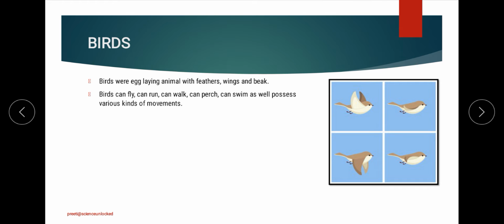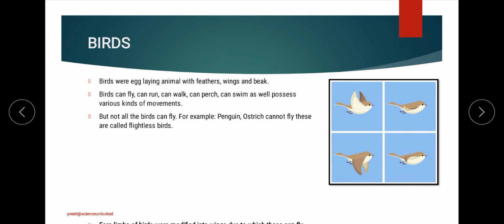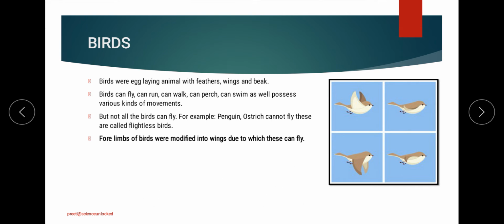Their overall body is modified in such a manner that they have hollow bones, where the bones have space so that they are light in weight. So altogether, if we combine all the adaptations in birds that provide them the unique flying movement, it includes the modification of forelimbs into wings.